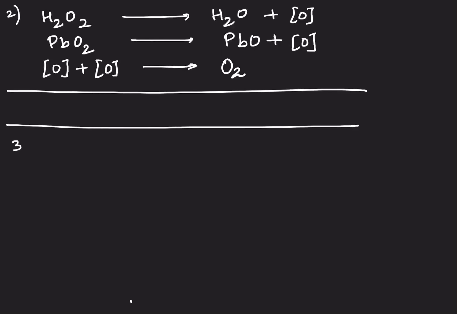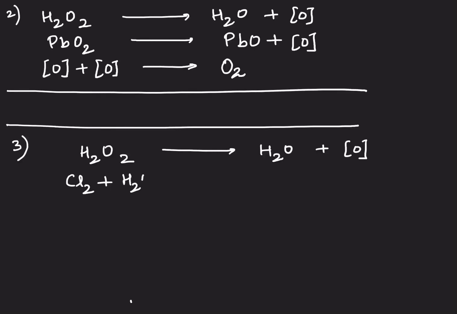Let's talk about the reaction with halogens. Now, the reaction with halogens takes place in the presence of moisture. So, our first equation remains the same. It breaks down to give you H2O plus nascent oxygen. Now, we are talking about moisture. So, chlorine reacts with water. You can also take the example of bromine. The reaction would still remain the same.